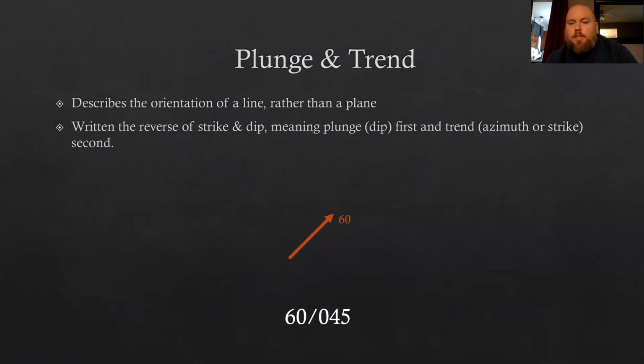You notice that there is no dip direction here, and the reason for that is that the lineation plunges in the direction of the trend. So you don't need to specify a dip direction or a plunge direction because the plunge direction is baked into the trend measurement. It is plunging in the direction that it trends, in other words.